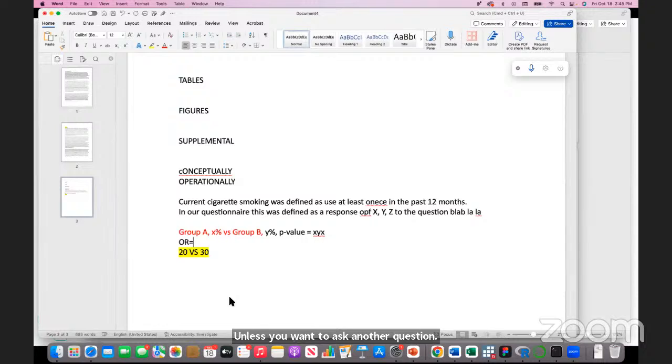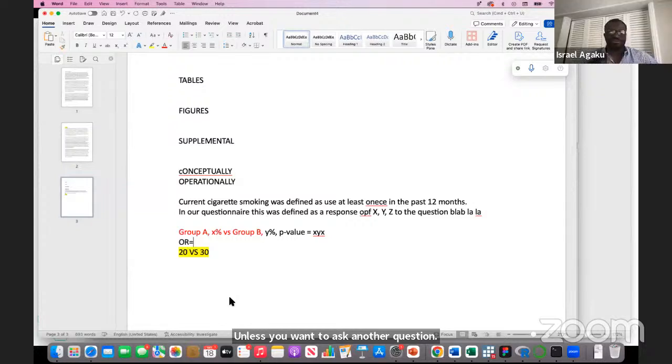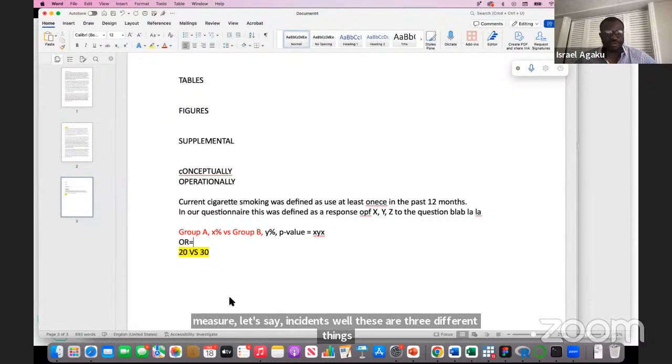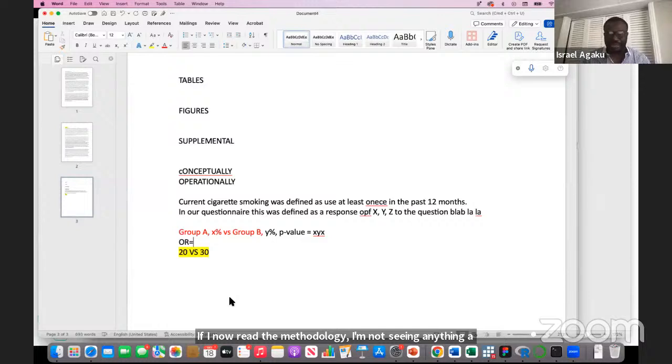So if the objectives say objective 1 is to measure the prevalence, objective 2 is to measure the cost, objective 3 is to measure, let's say, incidence. Well, these are 3 different things. If I now read the methodology, and I'm not seeing anything about how you're going to measure cost, well, we have a problem. If I'm not seeing anywhere how we're going to measure prevalence, there's a problem, right? So yes, if you provide objectives or aims, there should be. You don't have to be dramatic and say, here is how we're going to. No. But you should provide that information in a way that is cohesive and coherent.